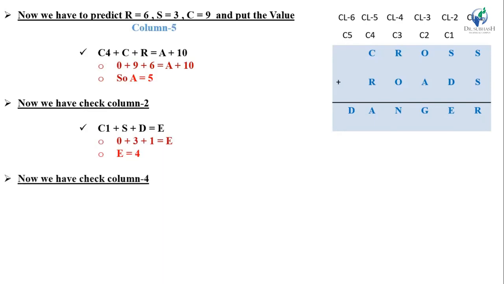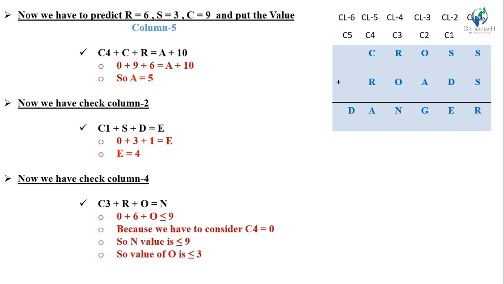Now we can check column 4. So it can be C3 plus R plus O, and put the value of R. So it can be 0 plus 6 plus O less than or equal to 9, because we have considered C4 is equal to 0. So the value of N is less than or equal to 9. So the value of O is less than or equal to 3.